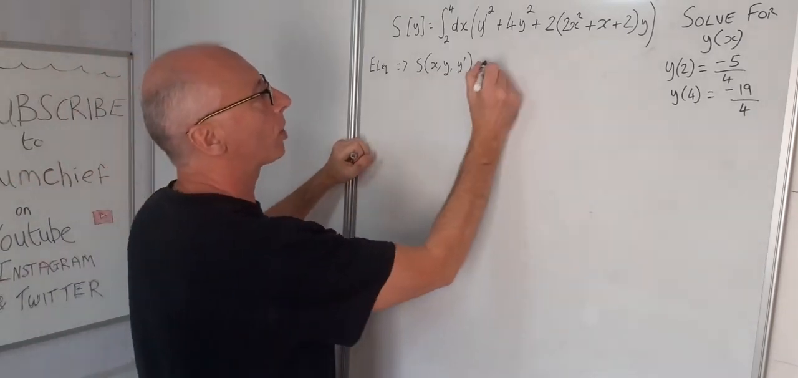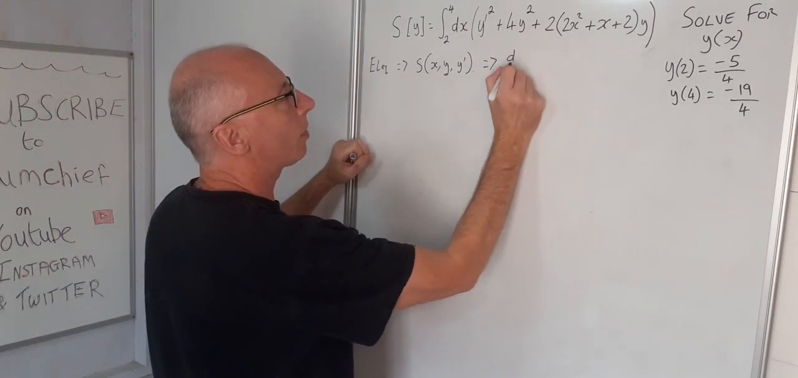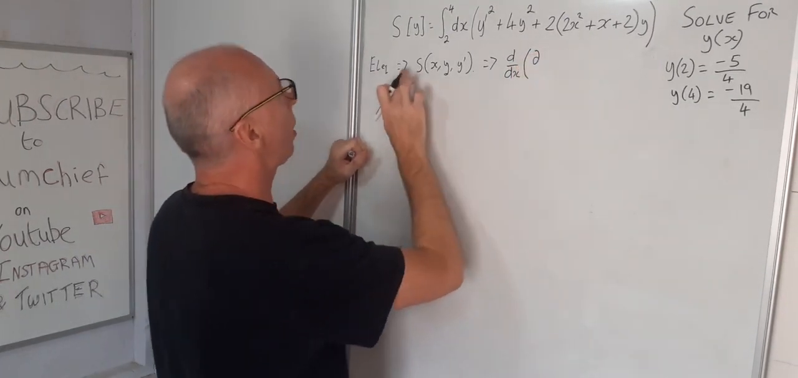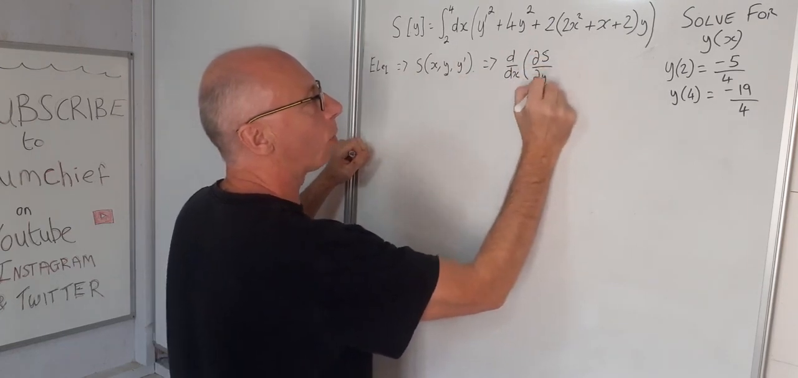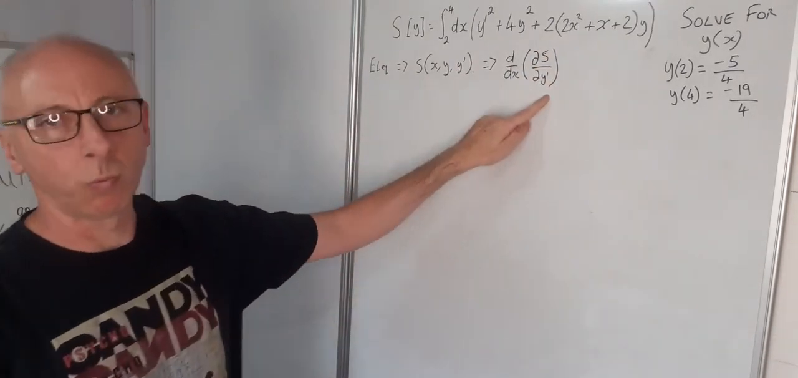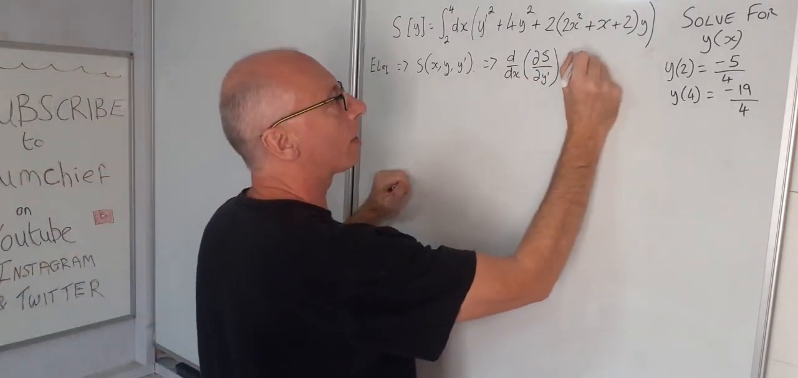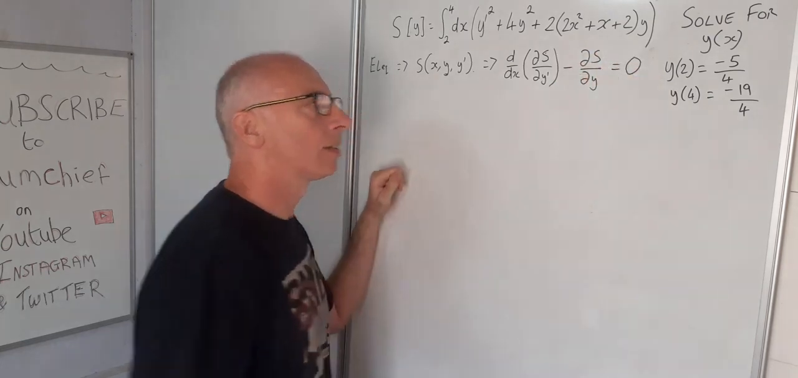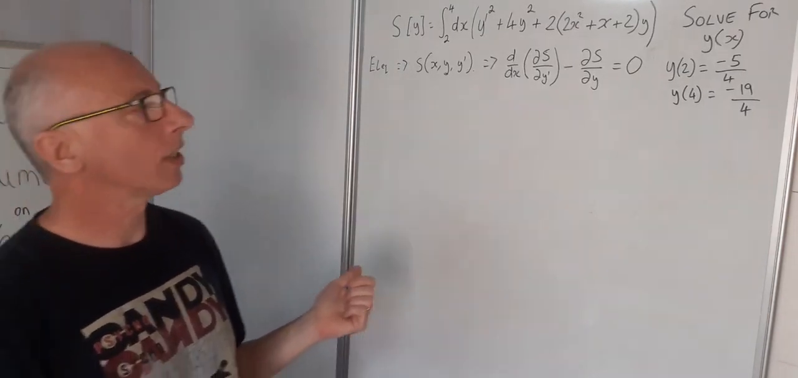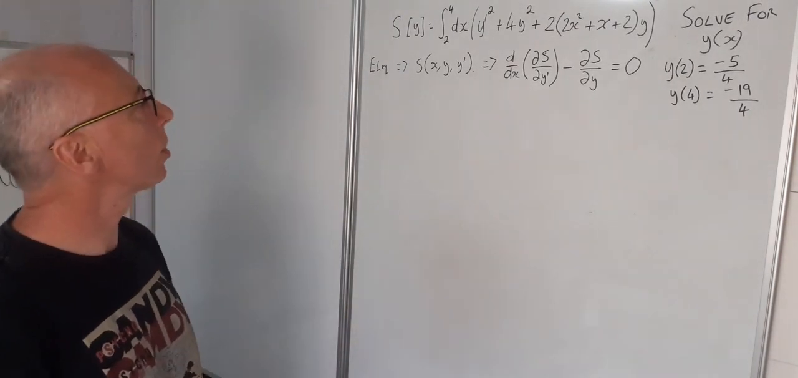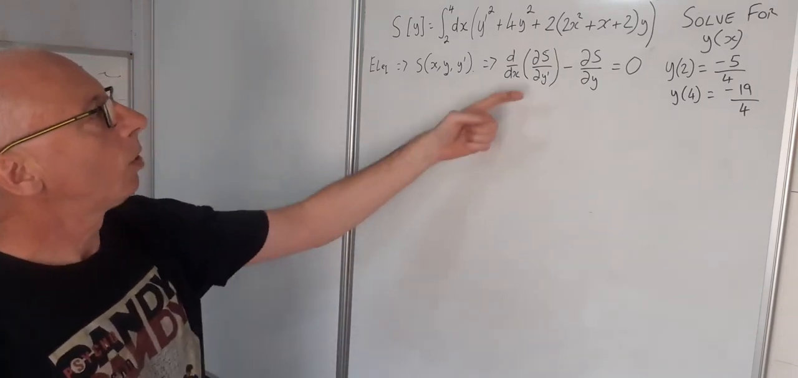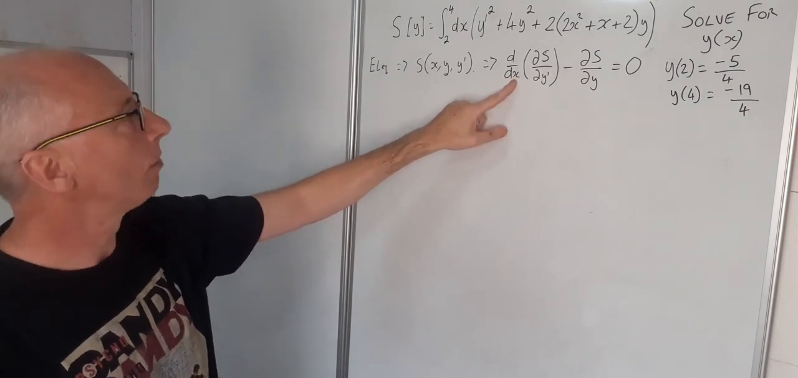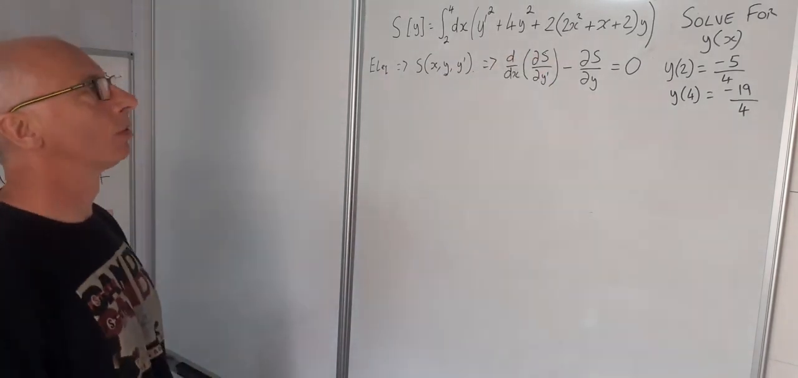So the Euler Lagrange equation will then be the derivative with respect to x of the partial derivative of S with regards to y prime. So that's one term there, and we subtract this from the partial of S with regards to y and set that to 0. That's going to give us the path to some possible solutions to solve this. So we need the partial with regards to y prime and the partial with regards to y, and then take the derivative with regards to x. We can do that for this functional.